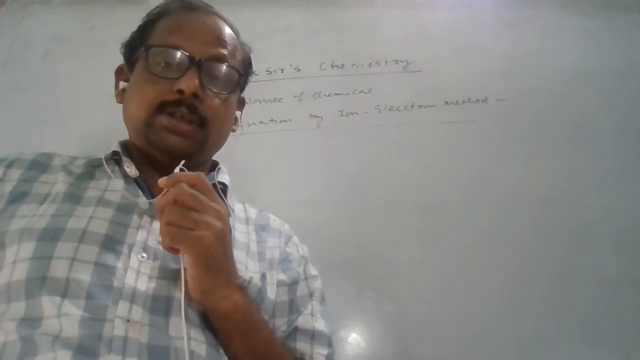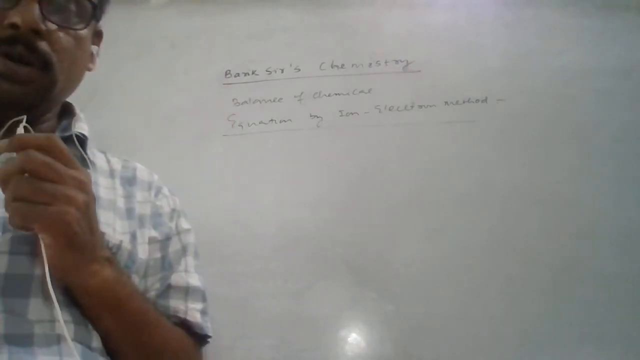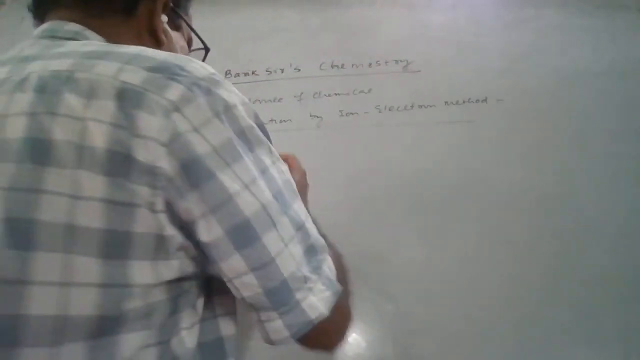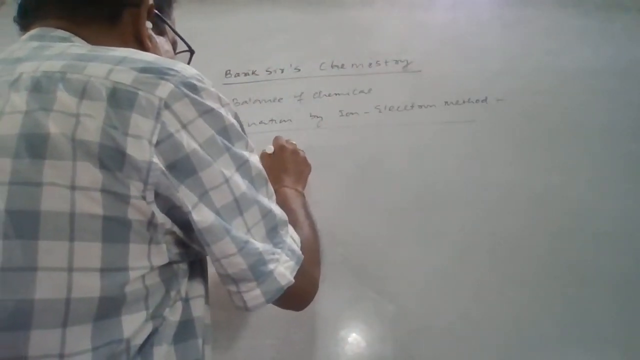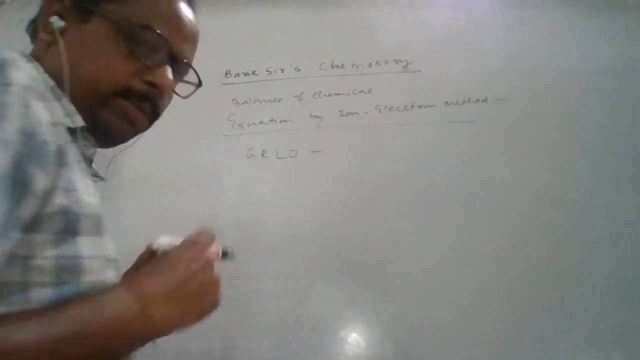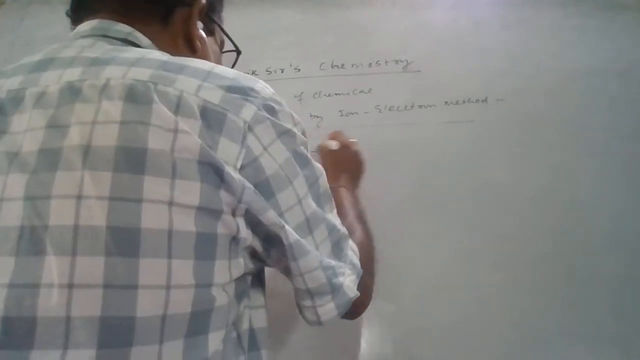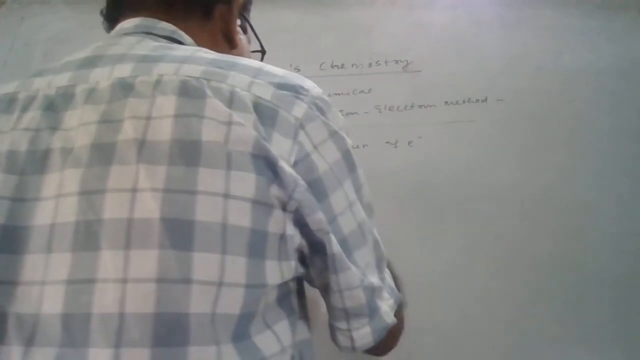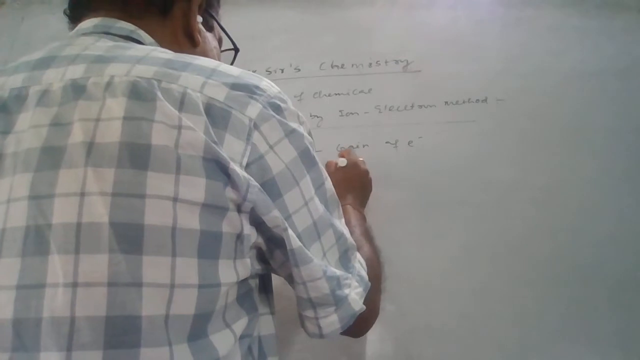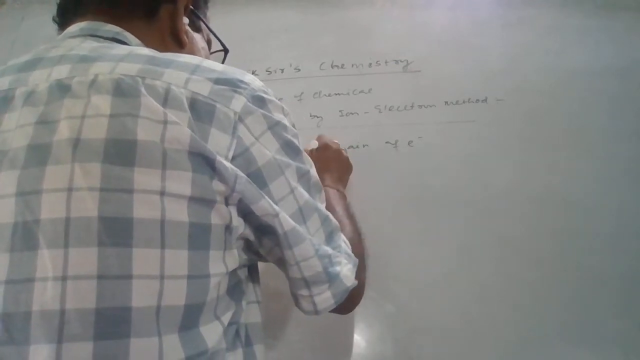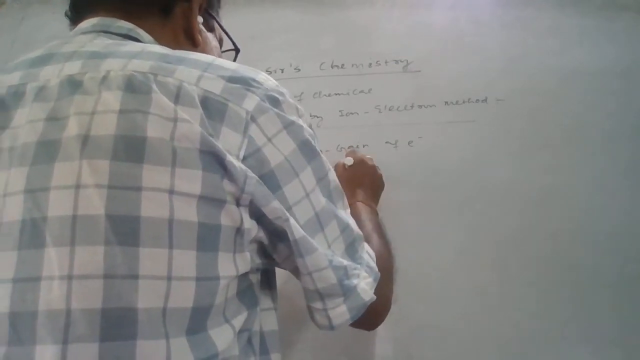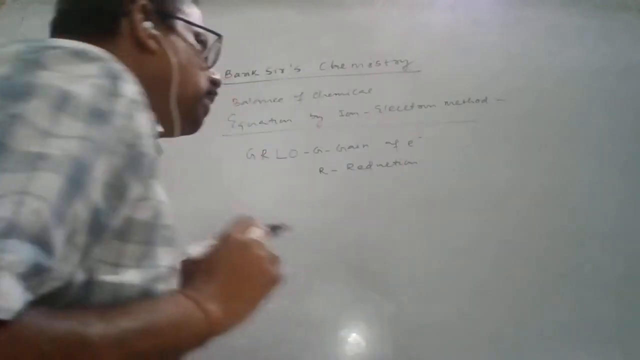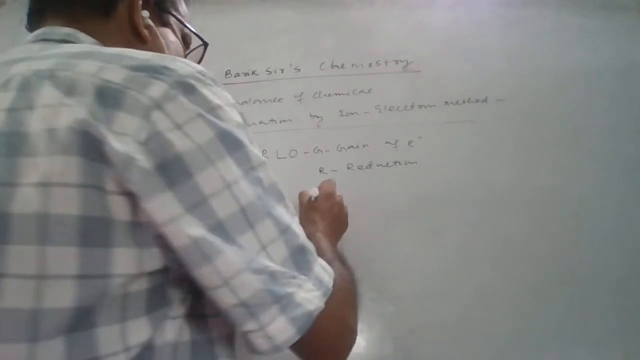What is the oxidation reaction? What is the reduction reaction? Very simply, just for your understanding, I am telling you the word GRLO. Just remember this word. G stands for gain of electron. R stands for reduction. So gain of electron is reduction.